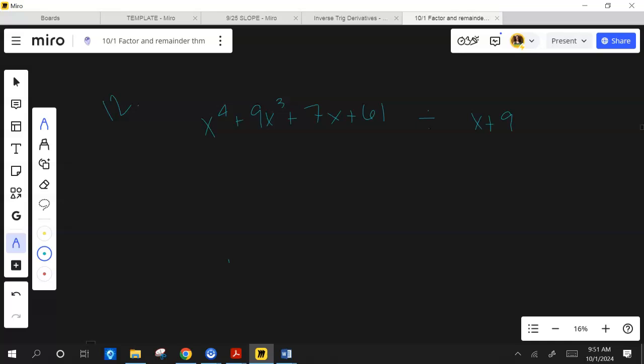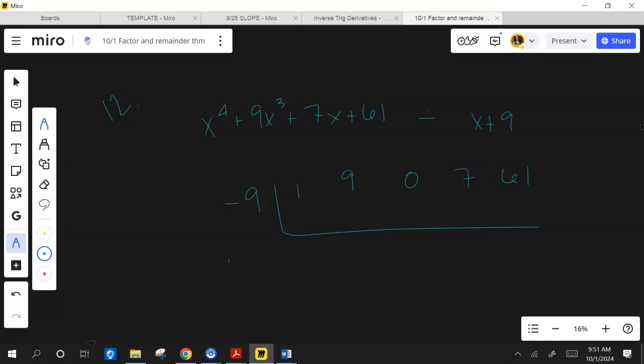So there's no coefficient in front of x, no exponent on x, and it's just plus or minus a number. What goes outside of the upside down house? -9. I got to change the sign. Give me the coefficients that go inside. 1, 9, 0. Why do I need the 0? Placeholder for which place?